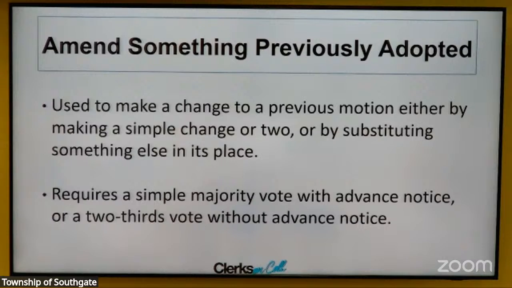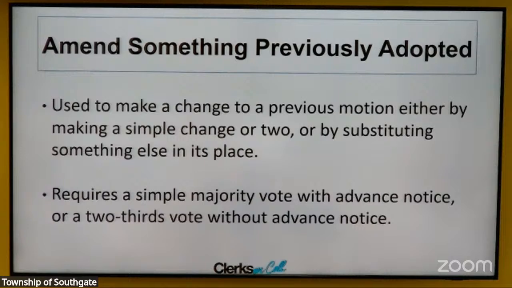And the last bring back motion is a motion to amend something previously adopted, which is very similar to rescind, and is used to change a motion by making a simple change or two or by substituting something else in its place. So this motion too requires a simple majority with advance notice or 2/3 without notice. And when would you use this type of motion? Well, it could be that you set a date for a public meeting that was established by resolution. And then after the fact, you realize you want to do it on a different date. So you could go back and amend something that was previously adopted to just change that little part of that motion, but you don't necessarily have to rescind the whole motion because you still want to go forward with the public meeting. You just want to tweak that little part of it.